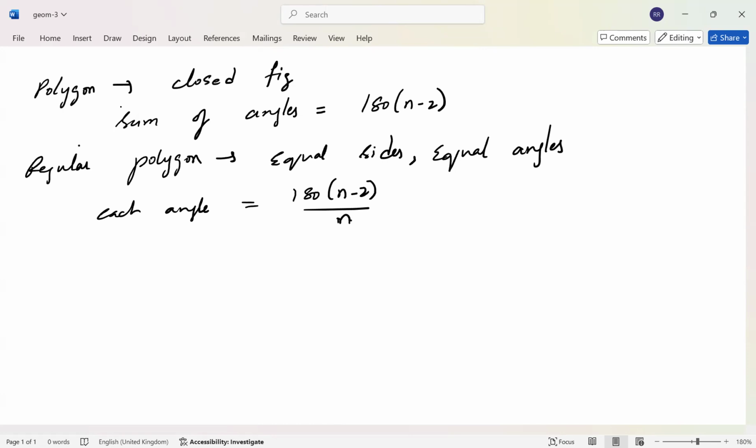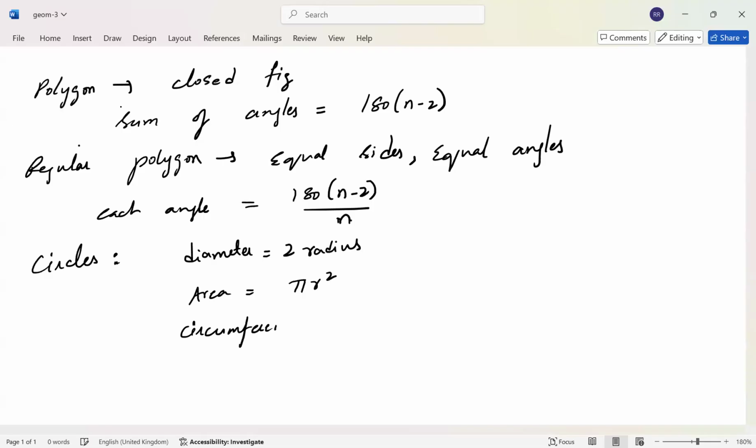Now coming to the circles part. Circles, first of all, diameter would be equals to twice of the radius, 2 times the radius. Area is equals to pi r square. Circumference, 2 pi r.